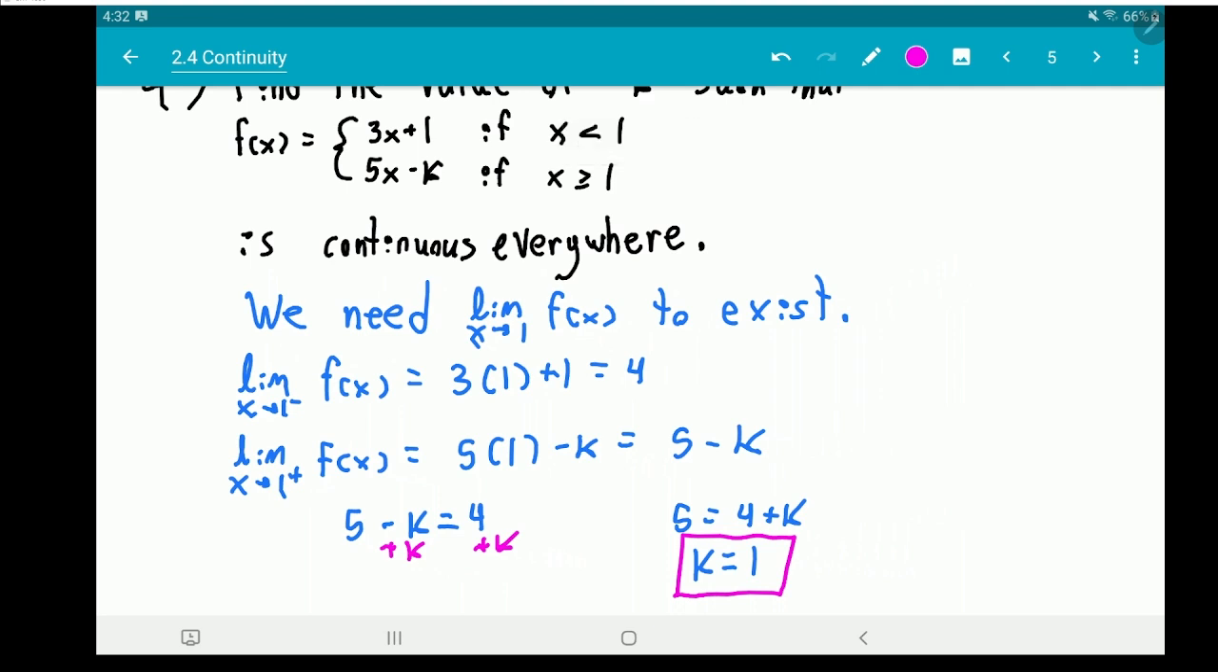And so the idea then is if we plug k equals 1 in and we look at the graph, these are two lines with different slopes, but they connect together at x equals 1. So it's a perfect something like here's 3x plus 1, and then it immediately boosts up to 5x minus k. But they touch right here, like a little elbow joint.